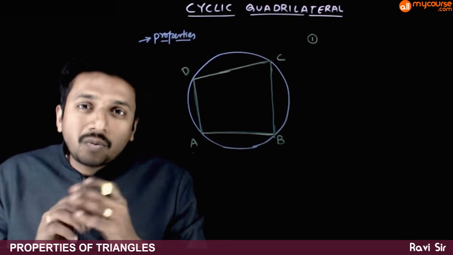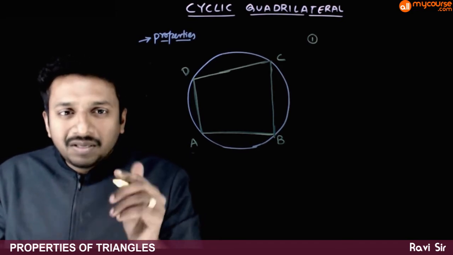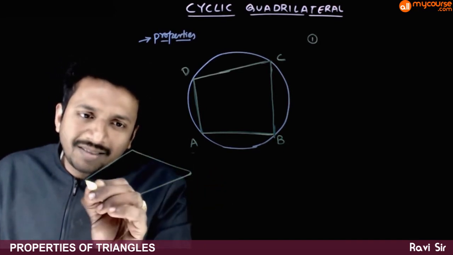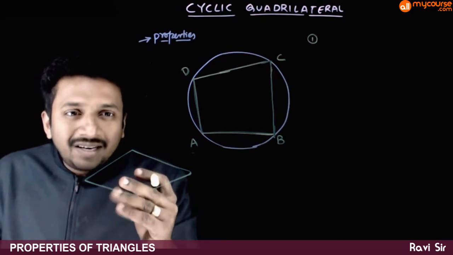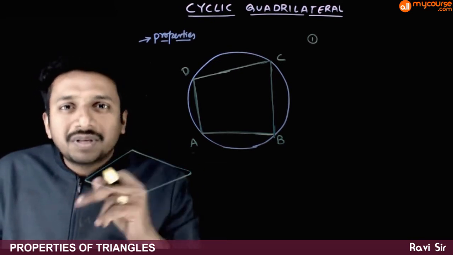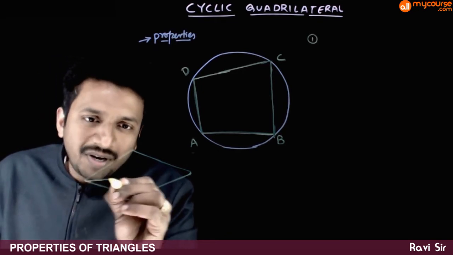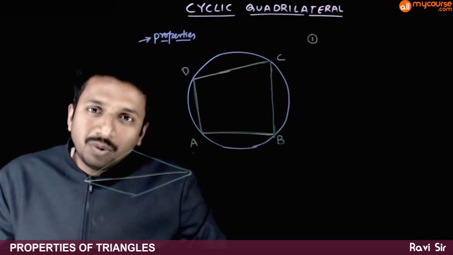So not all quadrilaterals can be circumscribed by a circle. If you take a general quadrilateral like this, it's not necessary that it can be circumscribed by a circle, because a quadrilateral can be divided into two triangles.